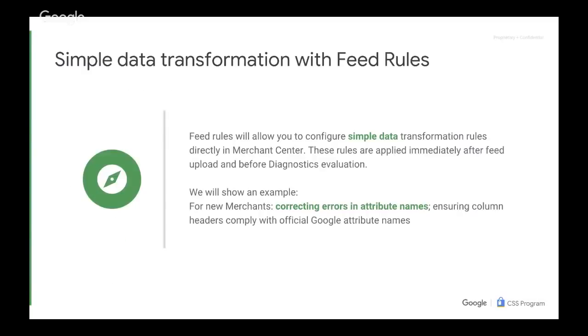Another important feature you can use to ensure products are up to date is feed rules. Feed rules will allow you to configure simple data transformation rules directly in Merchant Center. These rules are applied immediately after the feed upload, but before any diagnostics evaluation. Let's show an example. For new merchants, you can use feed rules to correct errors in attribute names and ensure column headers comply with official Google naming, like we saw in the feed example earlier on.